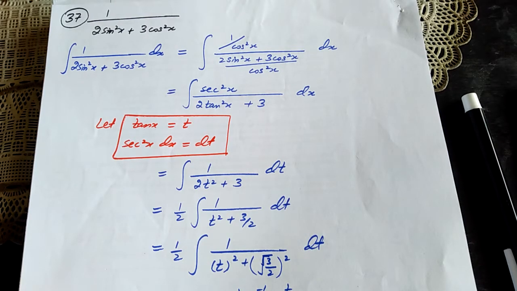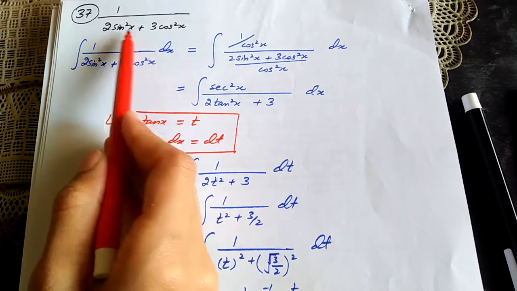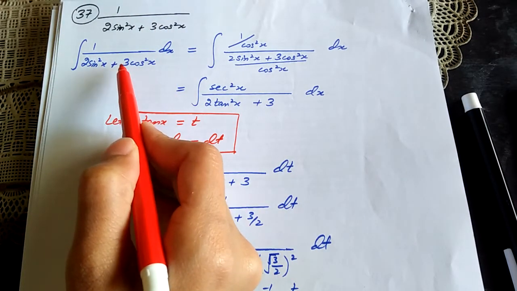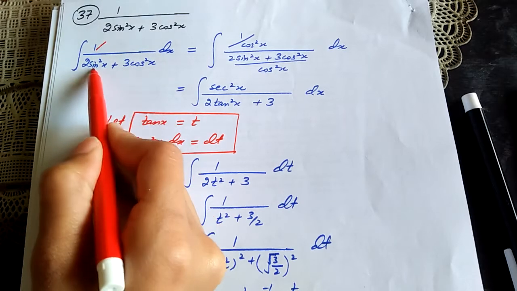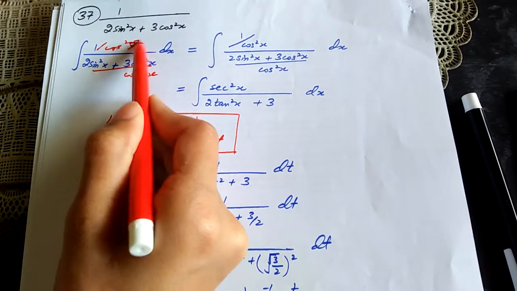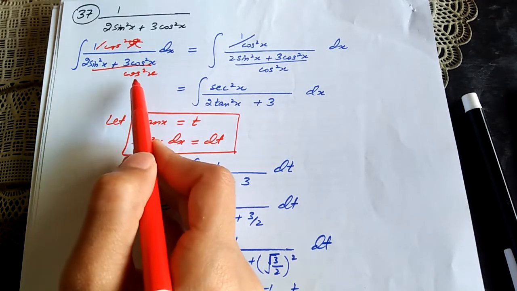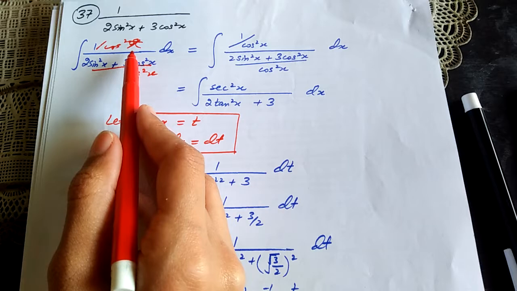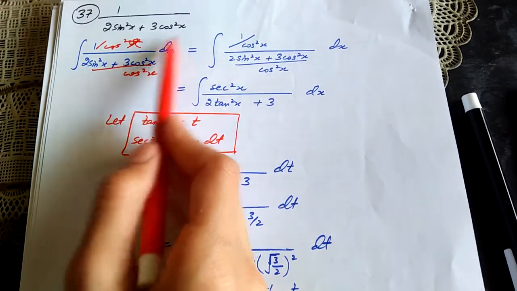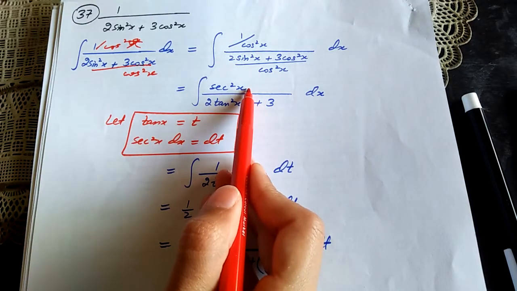Question number 37. 1 over 2 sin square of x plus 3 cos square of x. Just divide the numerator and the denominator by the term cos square of x. Both the terms, not only one term, because if we divide it with only one term, this can change our integration. So just divide it with both. Okay, 1 over cos square of x can be written as secant square of x.